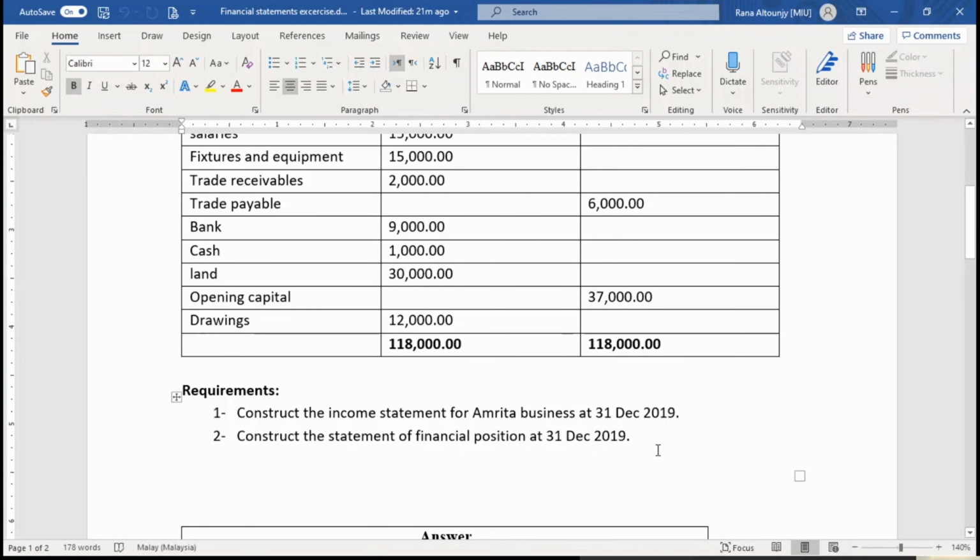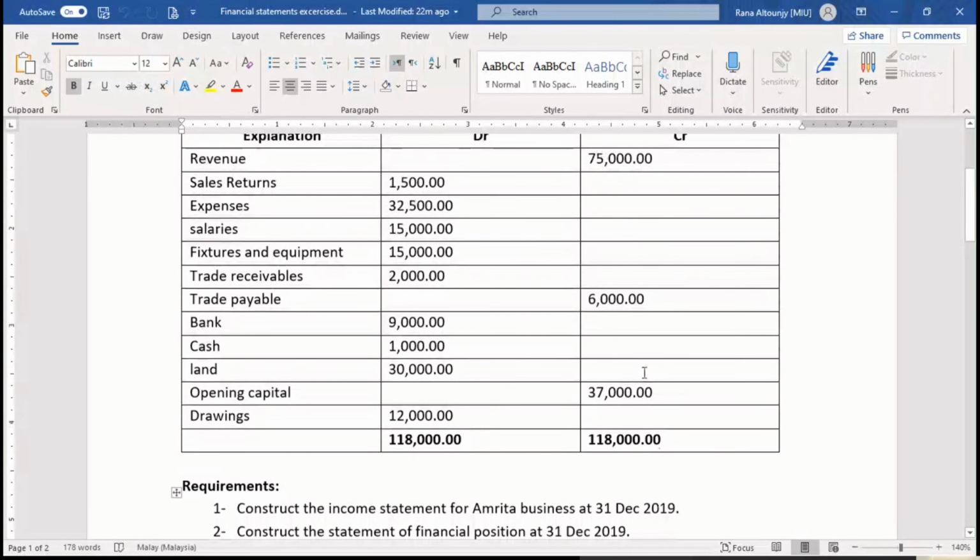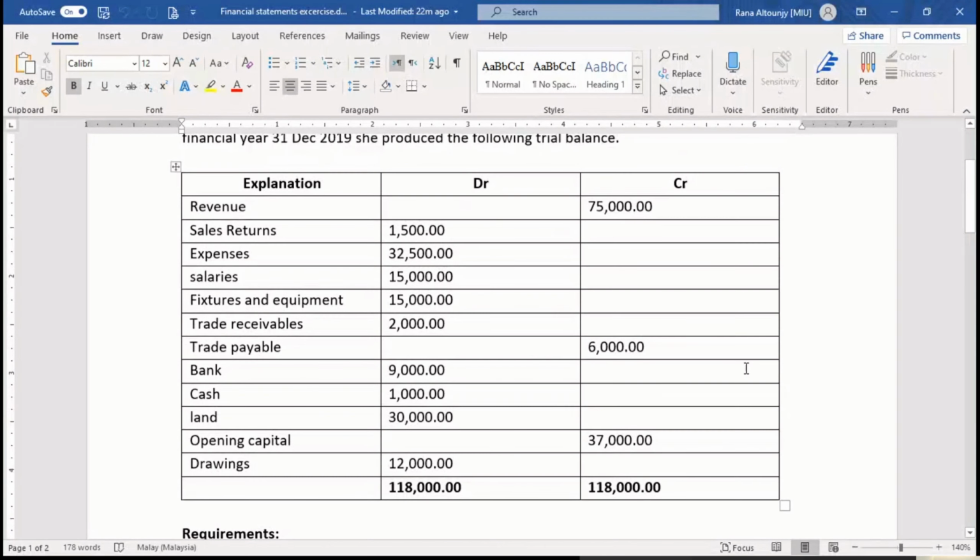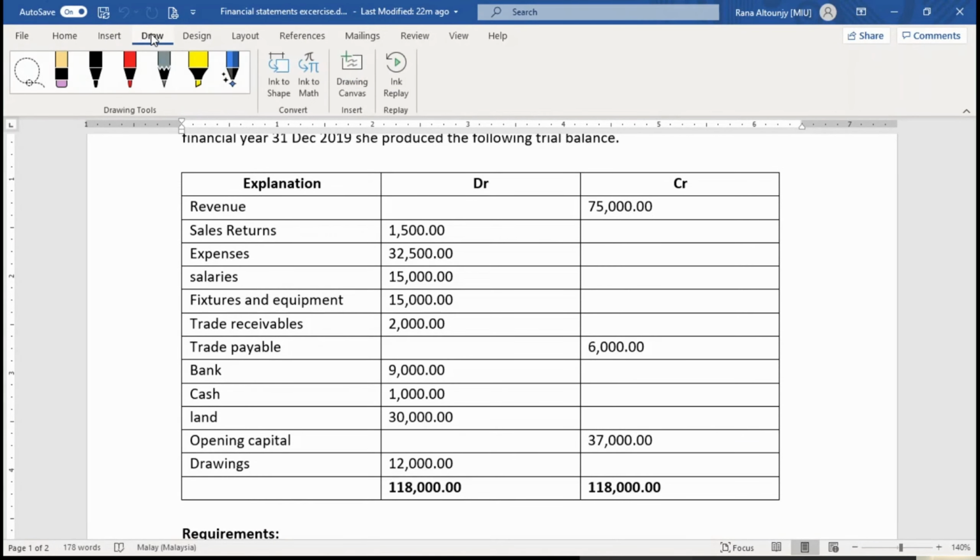First, we need to construct the income statement for Amrita's business until 31st December 2019. And second, we need to do the statement of financial position. So from these numbers we need to do two things, the income statement and the financial position statement. I want to ask you where each of these items will go, either the financial position statement or the income statement. We will get the answers.